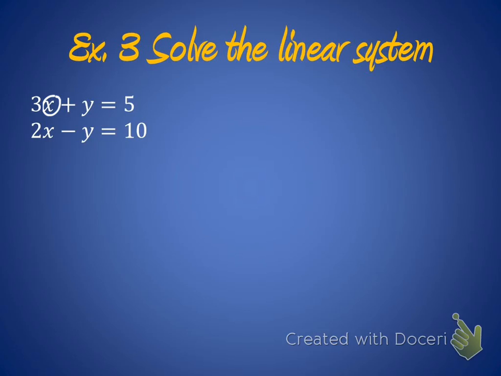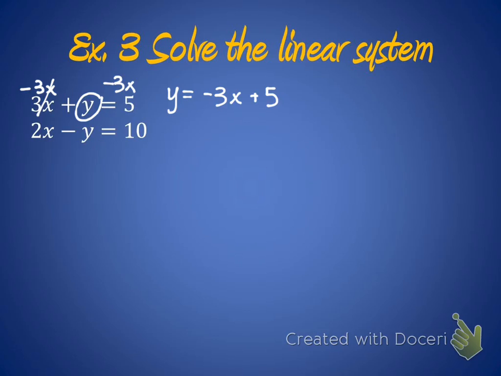We can't do that. What I need to do is get one of the variables by itself. So that means I need to get the y by itself. So I need to subtract 3x, and I get y equals negative 3x plus 5. So that's how I would isolate one variable.